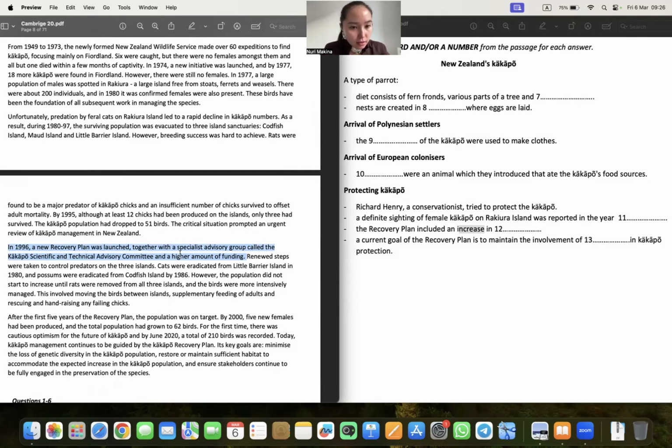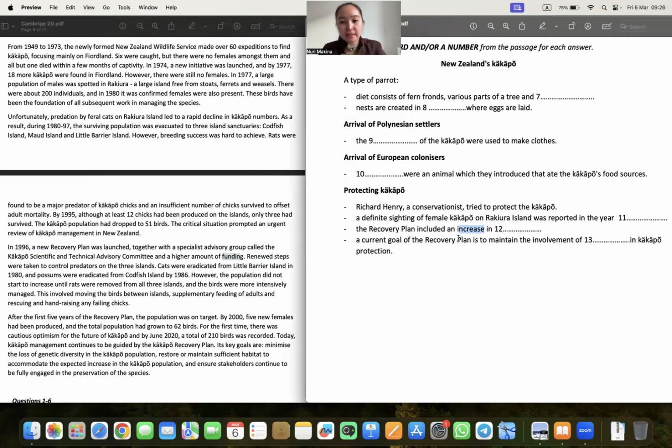Of course, there is no direct word which means included, but "was launched" and "with a specialist advisory group", it's included. Okay, so our word is funding. The recovery plan included an increase in funding, because a higher amount is an increase. Thanks. Next, the last question of the sentence completion task.